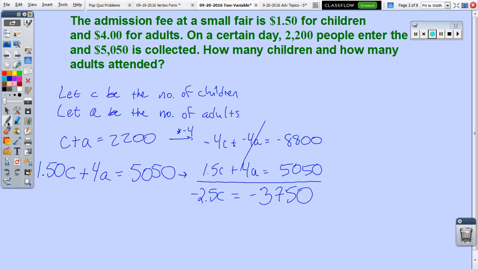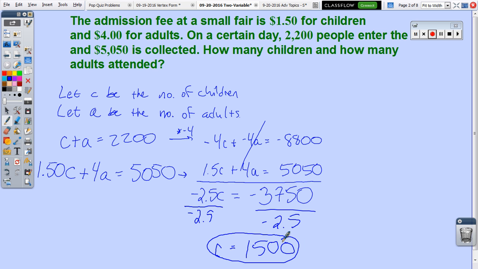All right, so here we go. Divide both sides by -2.5. And C equals 1,500. Hey, can't you plug that in for the first one? The first equation? Yep. So now we can do a combination of substitution.